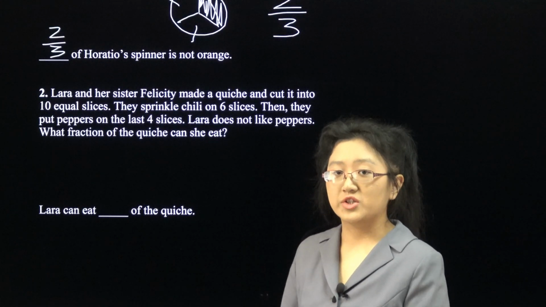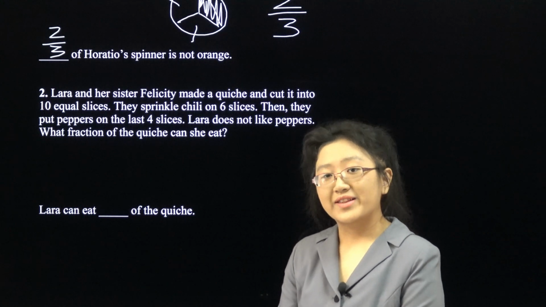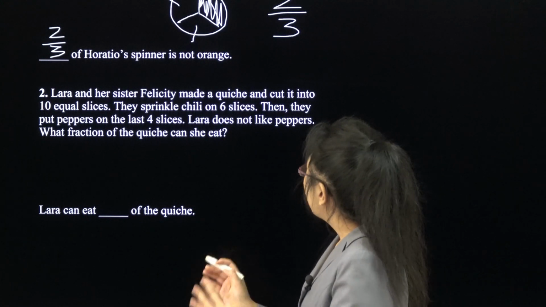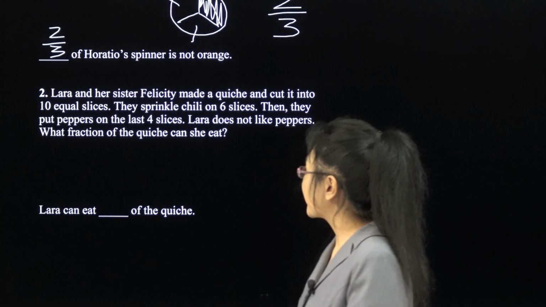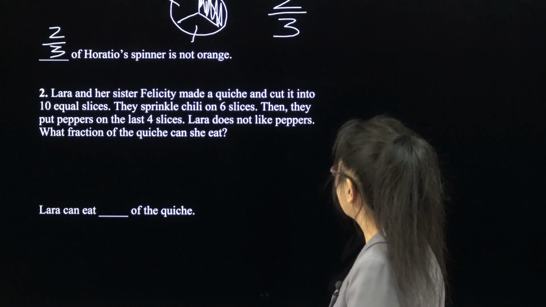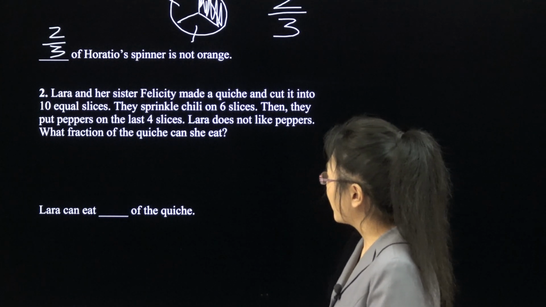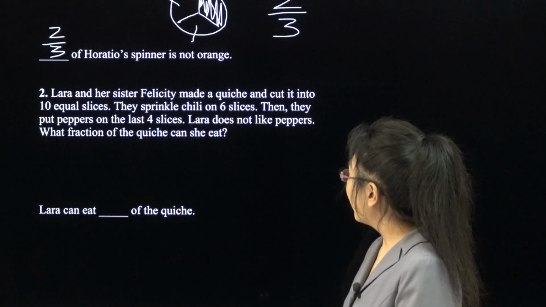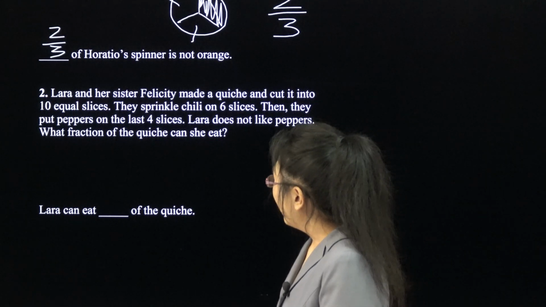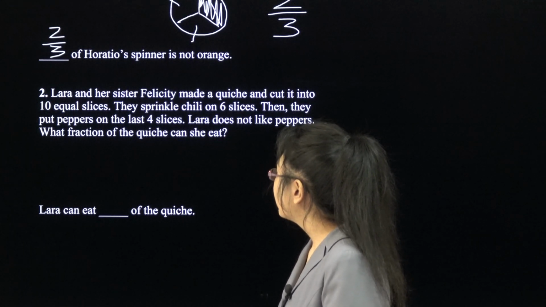So here's our next question. Lara and her sister Felicity made a quiche and cut it into 10 equal slices. They sprinkled chili on 6 slices. Then they put peppers on the last 4 slices. Lara does not like peppers. What fraction of the quiche can she eat?